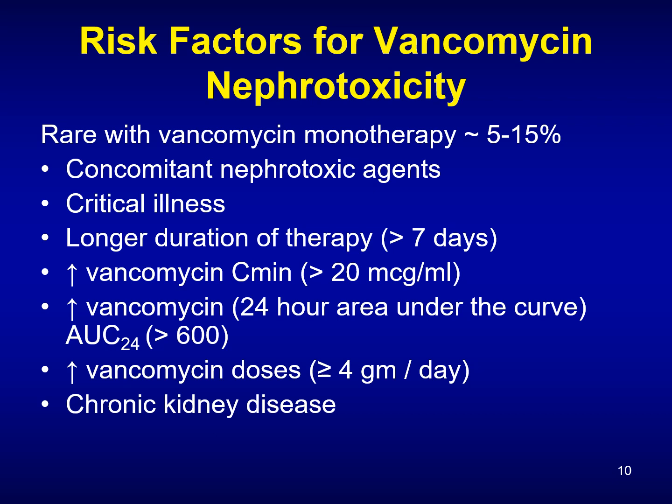Nephrotoxicity is generally rare with vancomycin monotherapy. The rates described vary according to study and depending on the definition of nephrotoxicity. Traditionally, with trough-based dosing, it's anywhere from 5 to 15%. The risk increases with concurrent nephrotoxic agents, critical illness, longer duration of therapy, elevated vancomycin Cminimum of greater than 20, elevated vancomycin area under the curve of greater than 600, when patients are receiving at least 4 grams or more per day of vancomycin, and in patients with chronic kidney disease.